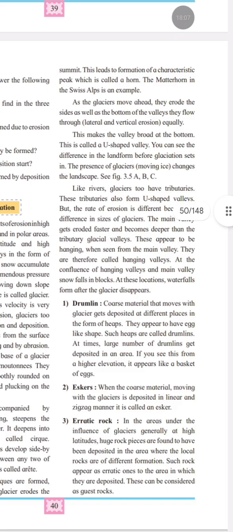As the glacier moves ahead, it erodes the sides as well as the bottom of the valleys. It erodes through lateral and vertical erosion equally. Now this makes a U-shaped valley. As a glacier moves through a valley, it erodes both the sides and the bottom. This makes the valley broader and steeper. The result is a U-shaped valley. Remember, river: V-shaped valley; glacier: U-shaped valley.